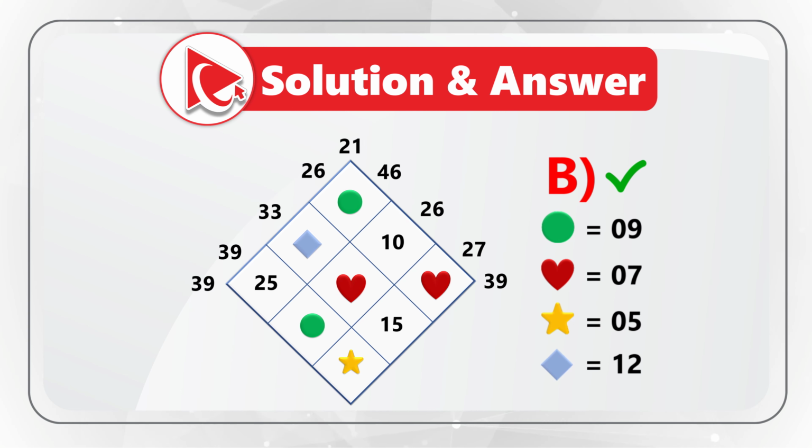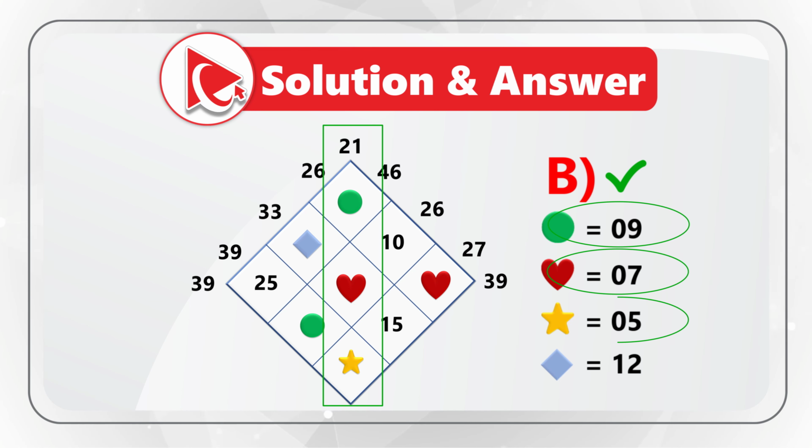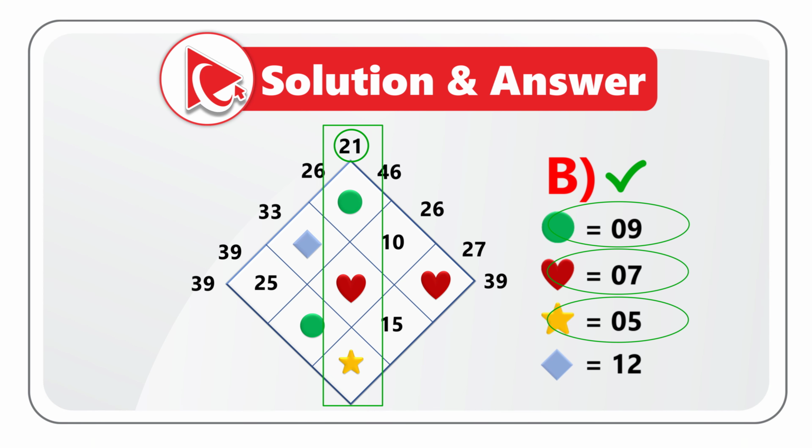But now, just for fun, let's verify that our calculations are correct. Let's calculate the value of the vertical row. Let's add the values of the circle, heart, and star. By adding 9 plus 7 plus 5, we get the value of 21, which confirms our calculations.